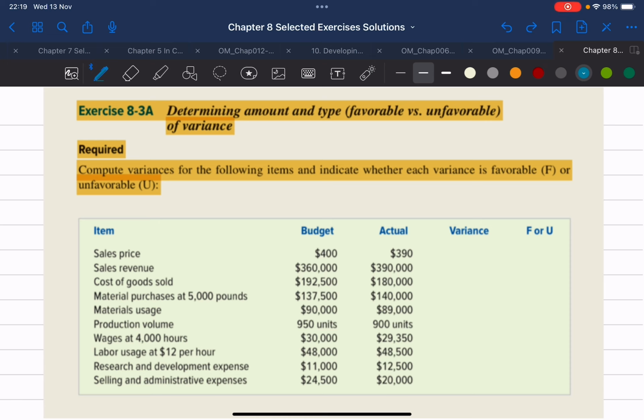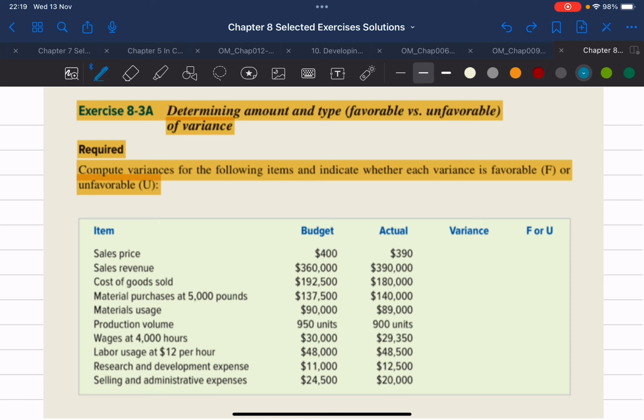In this video, we're going to be looking at exercise 8-3A, similar to the previous exercise, similar to 2A, but the only difference here is that we're going to also calculate the variance, okay? So let's read the exercise together.